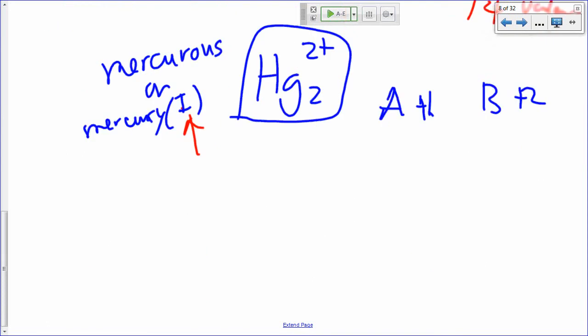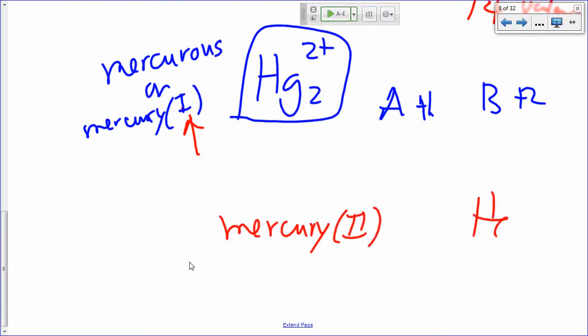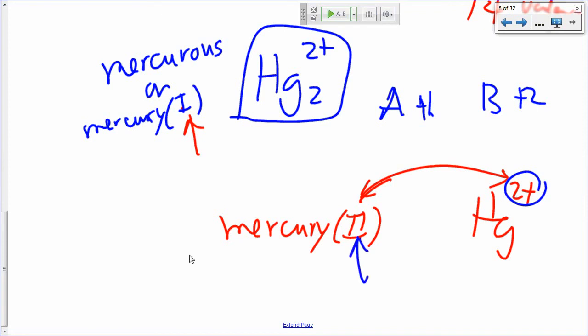So when I say mercury Roman numeral 2, we said that that's mercury with a plus 2. That 2, in this particular case, just happens to be that plus 2 is also the charge and the oxidation number. But that Roman numeral 2 actually refers to the oxidation number.